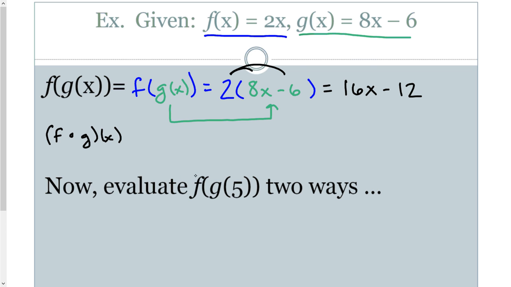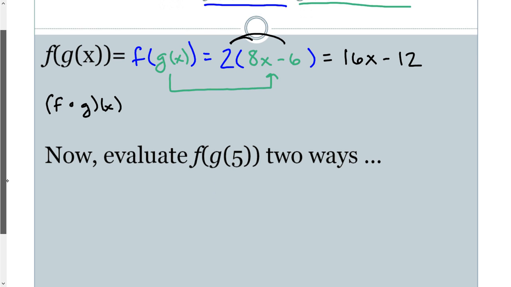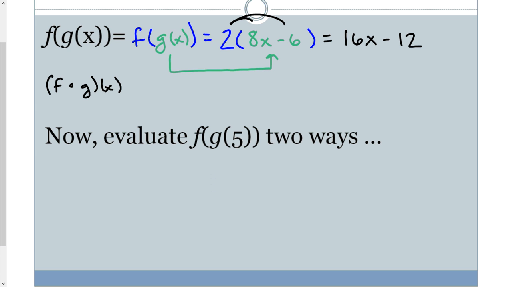Now the next part of our example says that we want you to evaluate f of g of x 2 different ways. There's always more than one way to skin a cat.